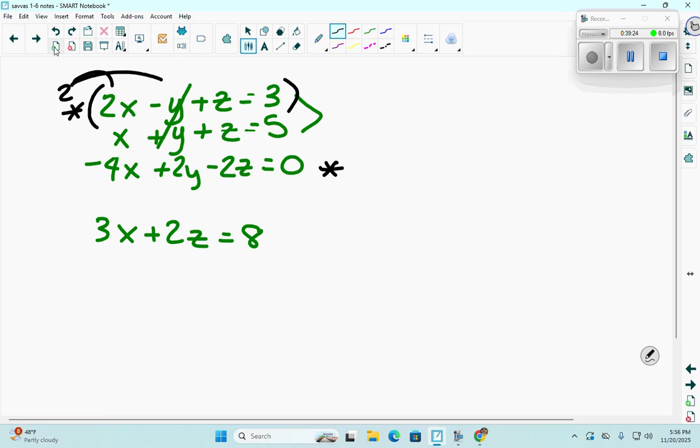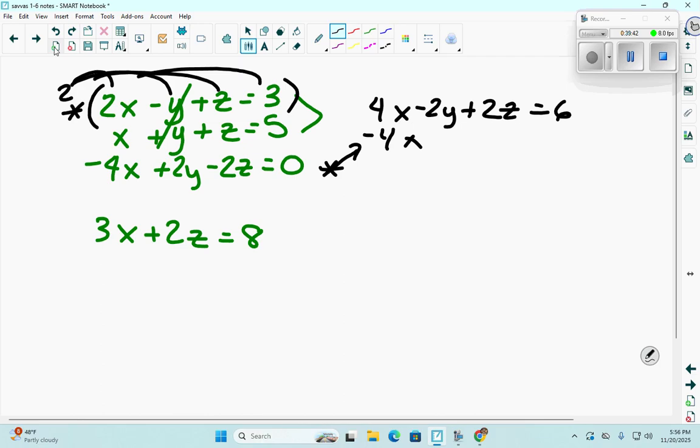So when I distribute this to all of them, I would have 4x minus 2y plus 2z equals 6. Okay, and then I'm just rewriting this one. So it's -4x plus 2y minus 2z equals 0. Okay, this is why this one was only half a page. What do you notice? The z's went away.